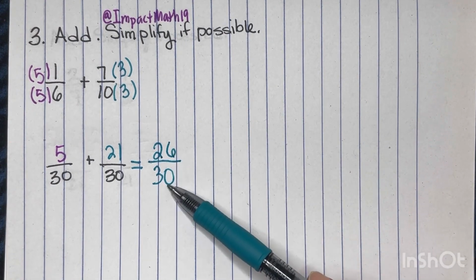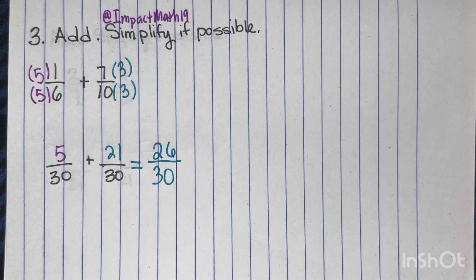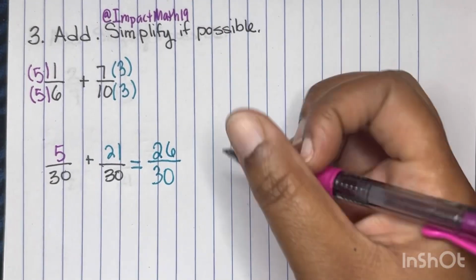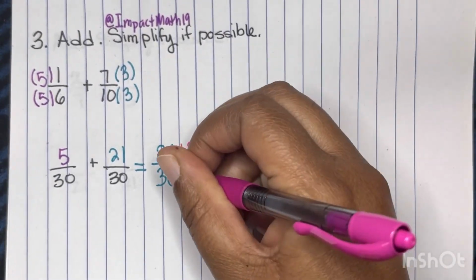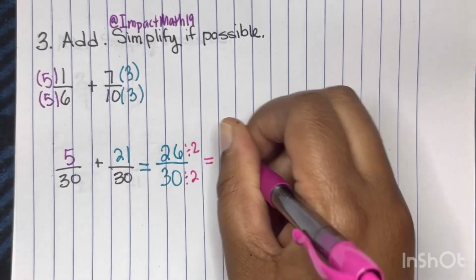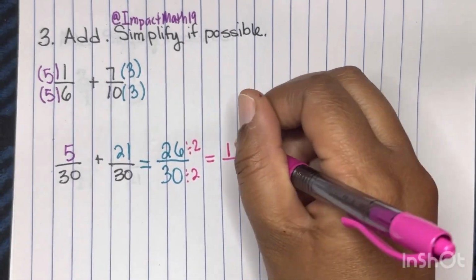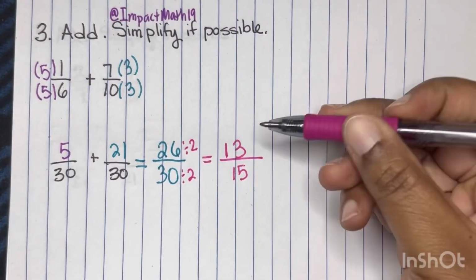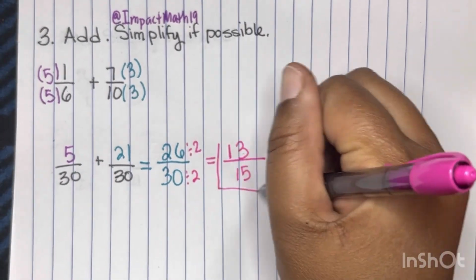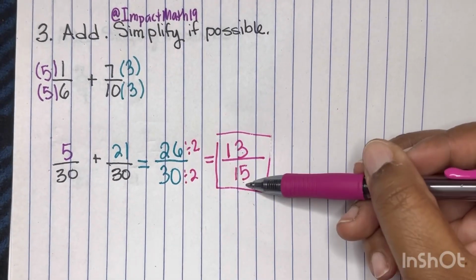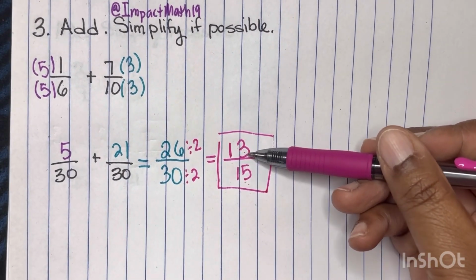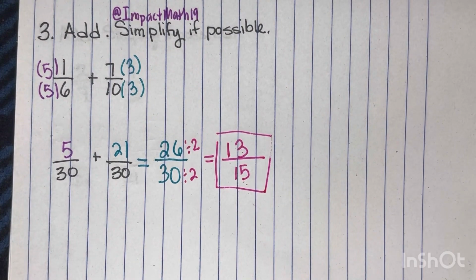Now, here it says we have to simplify if possible. We have an even number over an even number. So since we have an even number over an even number, we have to simplify this. We can divide out by 2. We could take half. So half of 26 is 13. And half of 30 is 15. So we have 13/15 is our answer. And we cannot simplify any longer because 13 is a prime number. And so that's as low as 13 can go, over 15. All righty, let's jump to the next one.